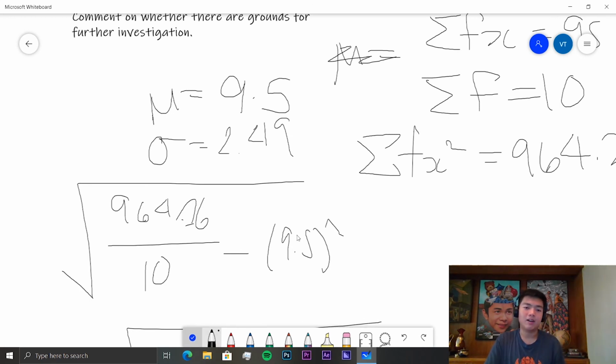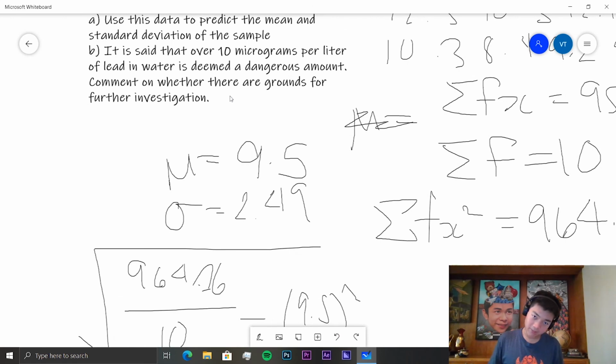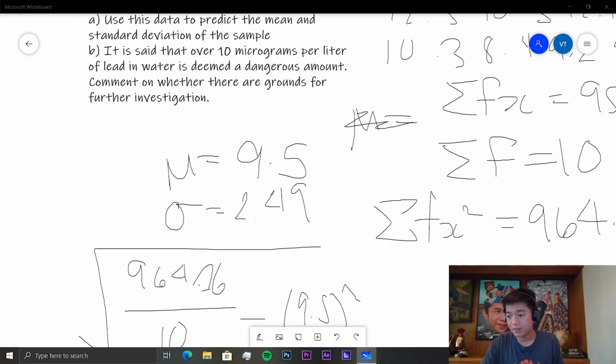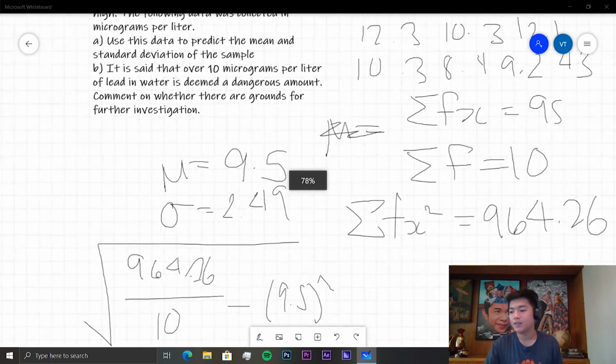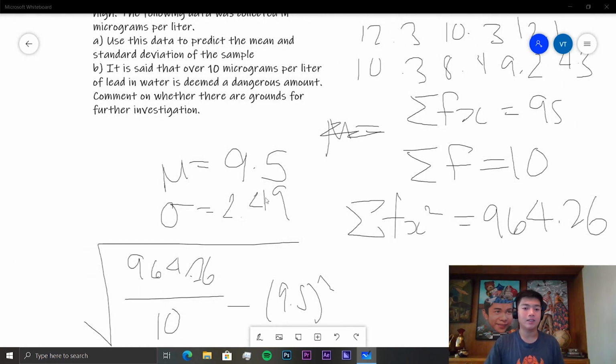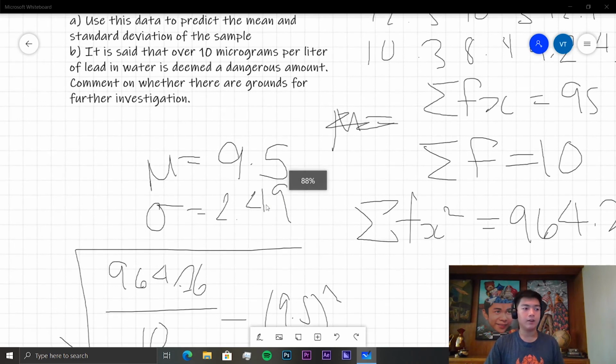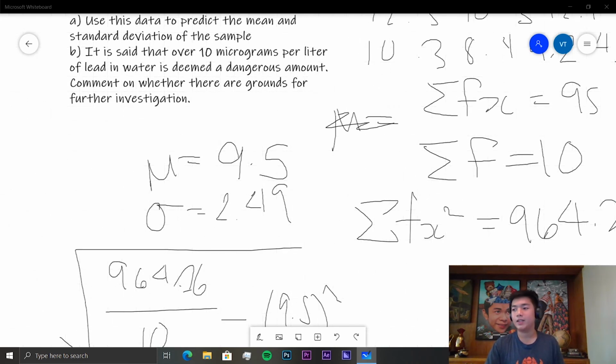So we need to comment on whether there are grounds for investigation. If over 10 micrograms per liter is dangerous, I would say yes, because the mean amount is within one standard deviation of the level deemed dangerous. Actually, it's closer than one standard deviation. So there are further grounds for investigation because the water could actually be at this level, because all of the values deviate by around 2.49 around this mean. So yes, there are certainly further grounds.